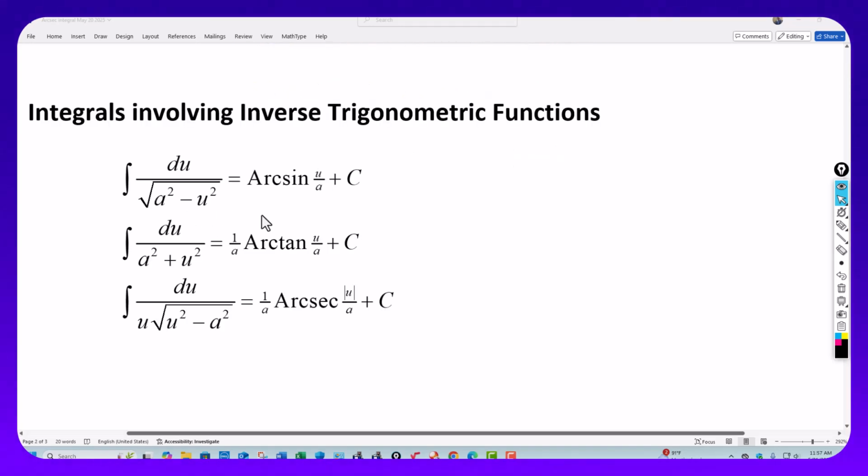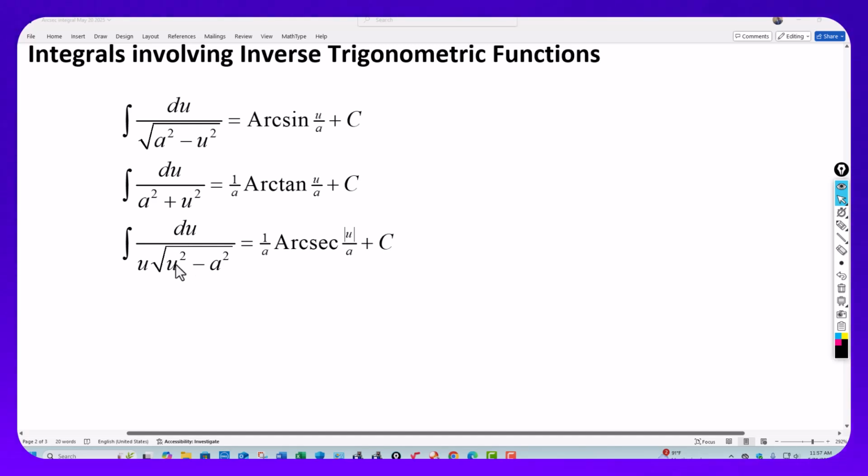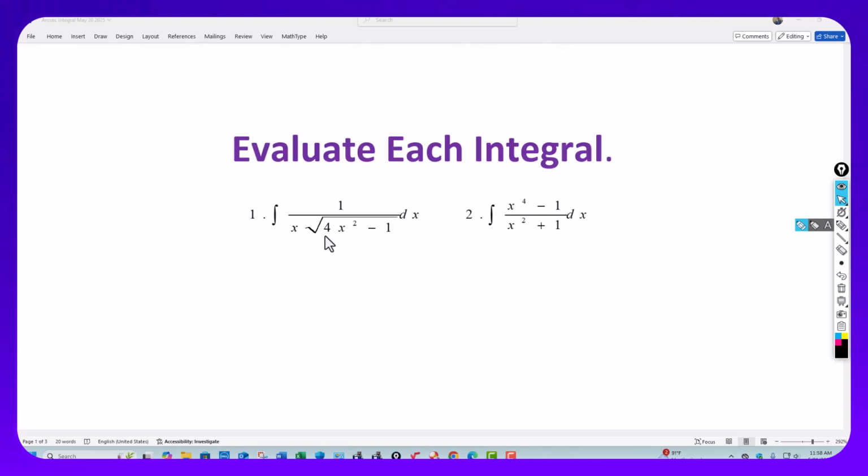One of these, for example. Have difference of squares. The first one, sum of squares. U, of course, is a function of x. A is a constant. And notice the third one, again, radical. And then the radicand is a difference of squares. This time you have the u squared minus a squared, and you have the u right here. You can rewrite the integral in that form, but it's almost there.